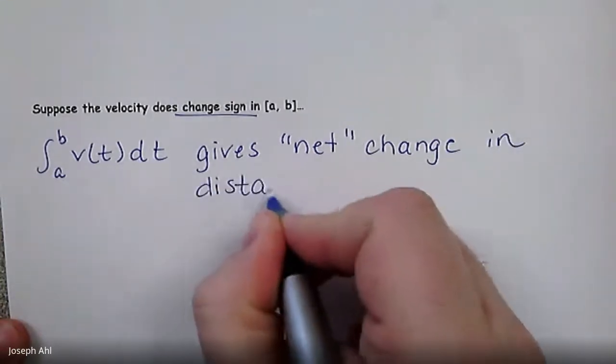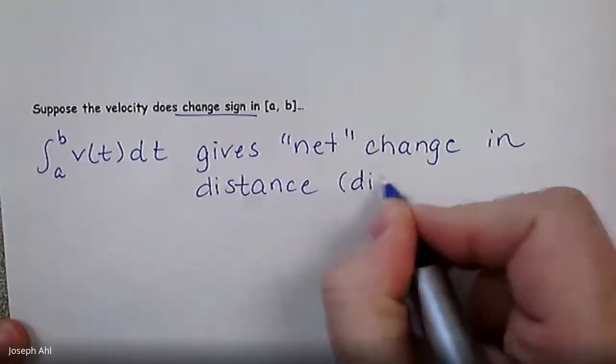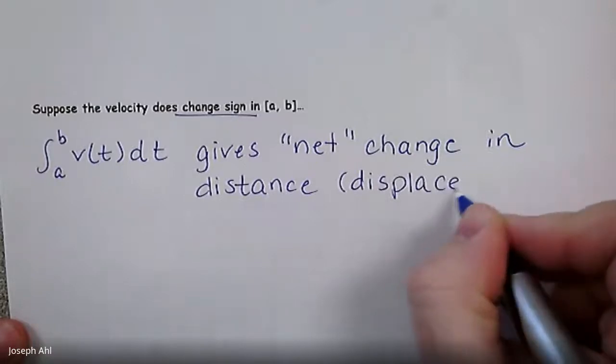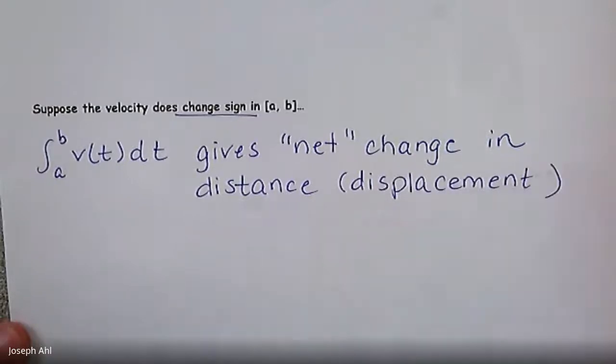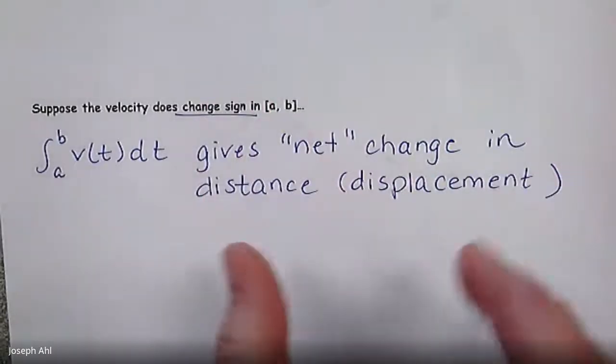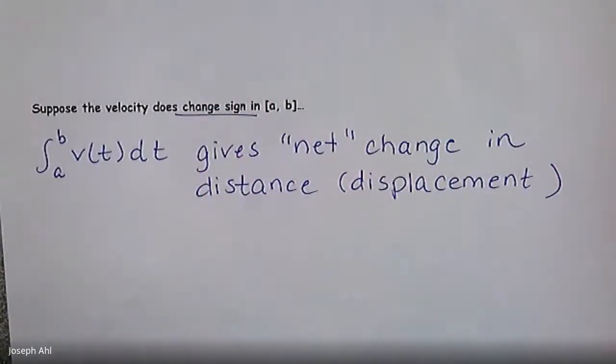And that net change in distance is what I think you'll know as the common term for displacement. Okay, so it's kind of where you would wind up if you go to the right a little bit, come back to the left a little bit. It's going to tell you where your final position would be relative to where you started.